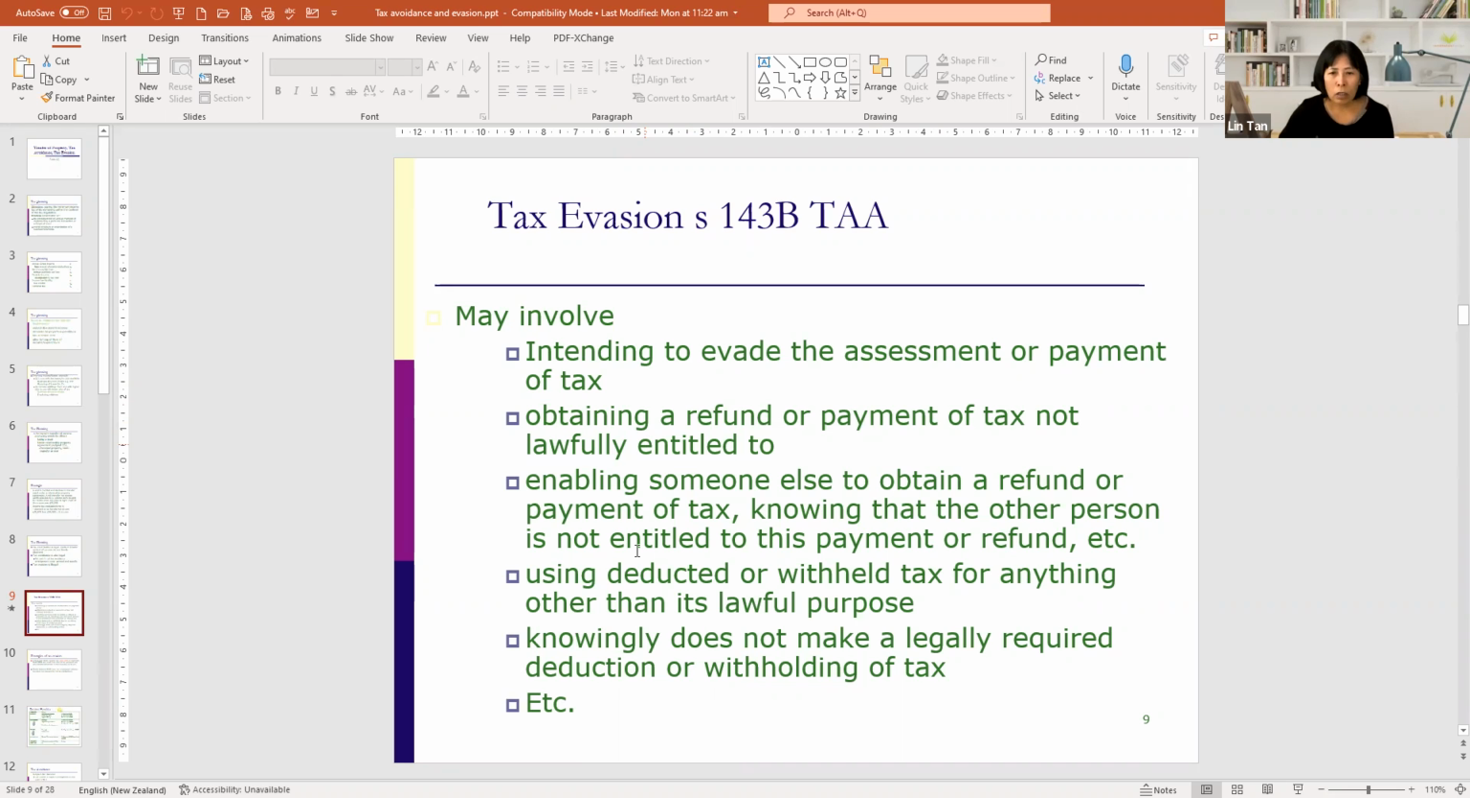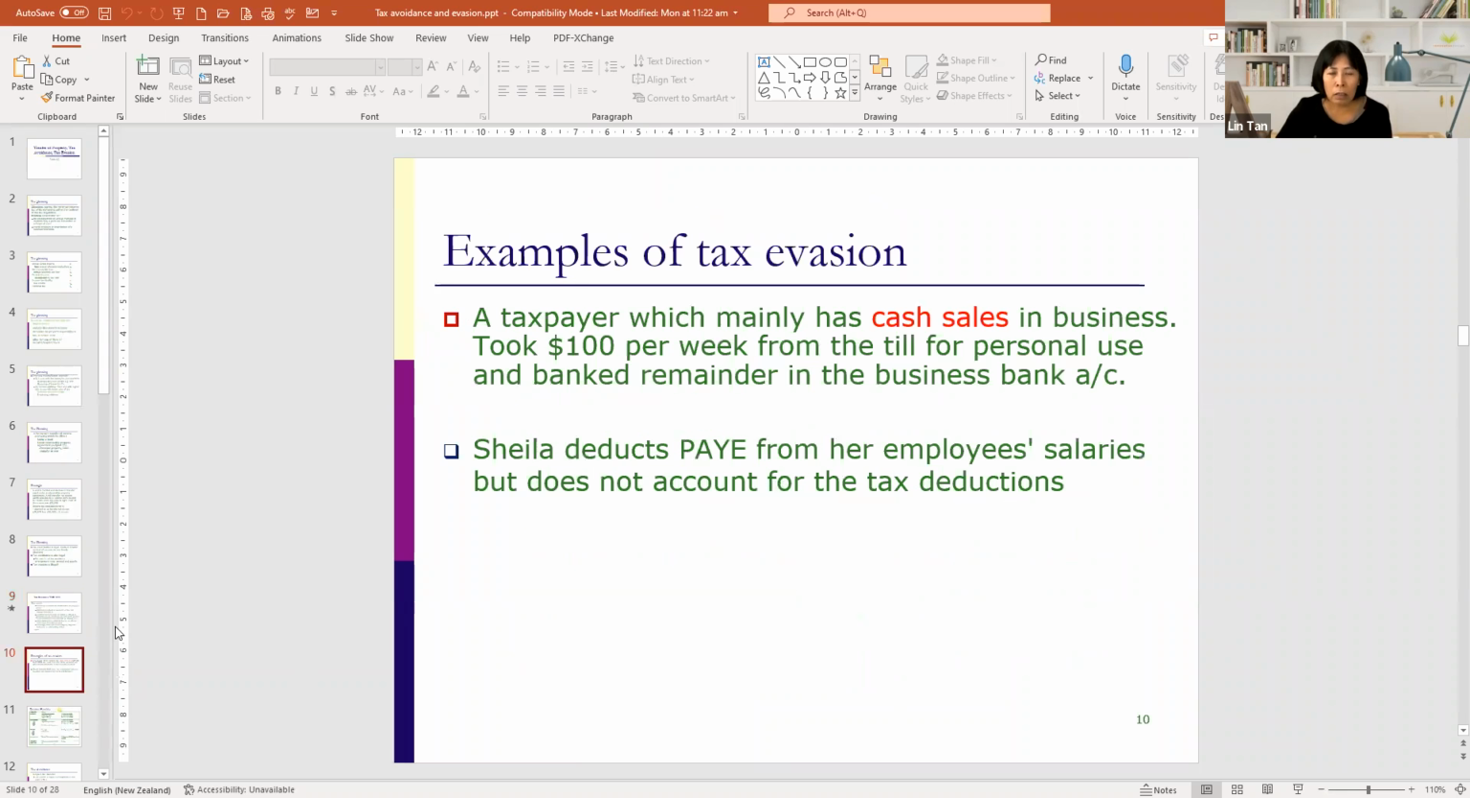Somebody who is using deducted or withheld tax for anything other than its lawful purpose. So if somebody has collected PAYE from the employees' salaries and did not pay over to the Inland Revenue, that is also tax evasion. Or somebody who knowingly does not make a required deduction. Again, employers are obliged to deduct PAYE, and if they purposely or knowingly did not deduct it, it is also tax evasion. Or if they are supposed to withhold tax, like those who have to deduct resident withholding tax in advance, and they don't do that, that is also tax evasion. So these are some examples of what we meant by tax evasion, and it is illegal.